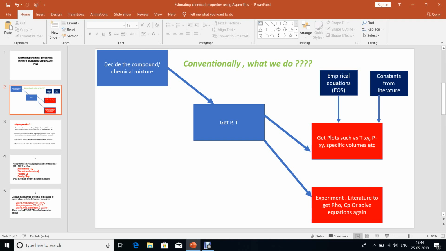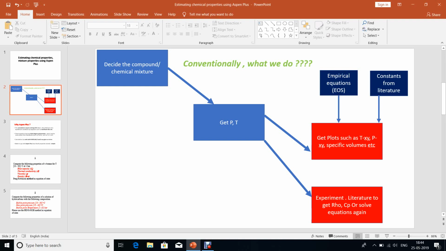and we again take some constants from the literature, say critical temperature, critical pressure, then the eccentric factor. And if the system is much more non-ideal, then we also take its fugacity coefficients, etc. So this is our conventional approach.